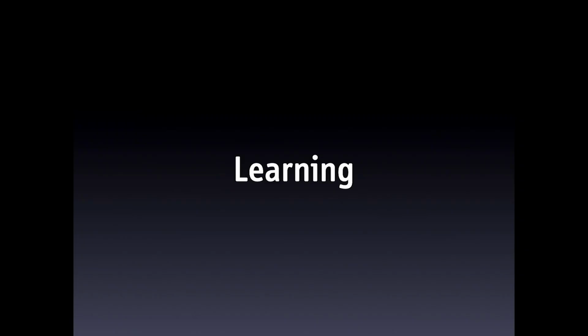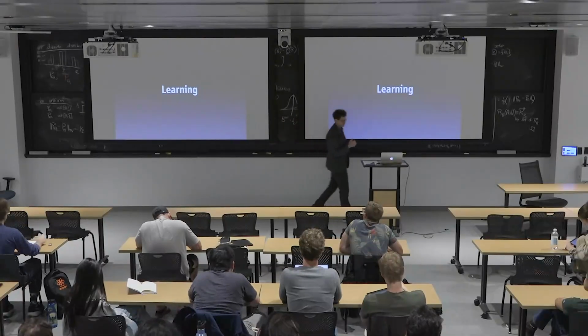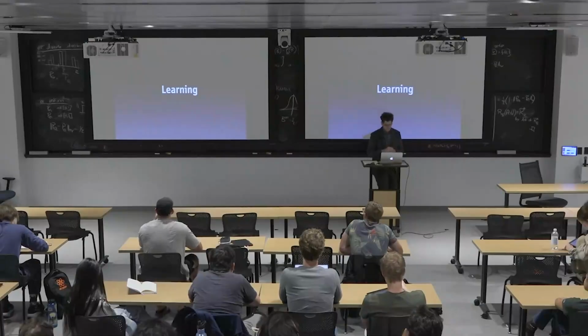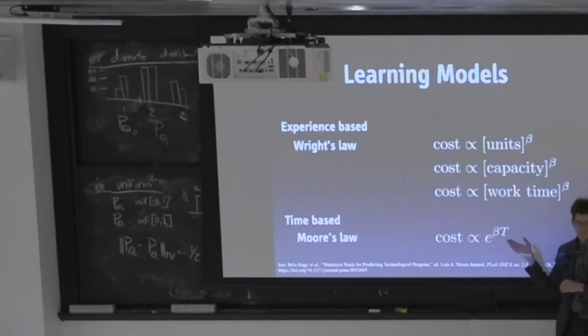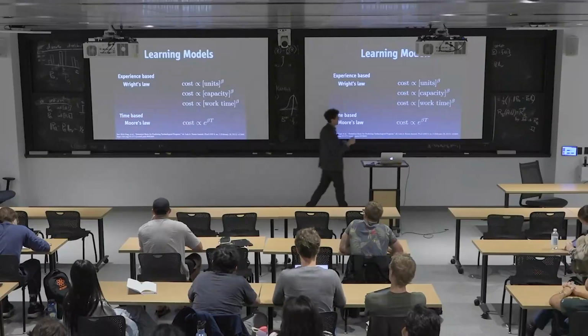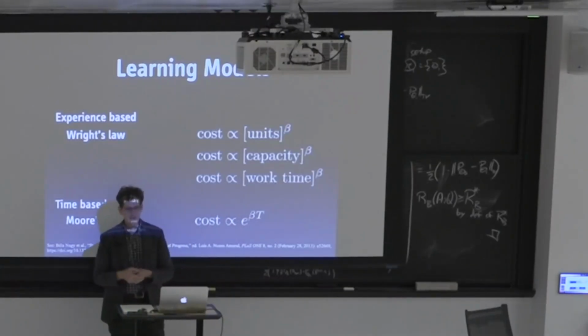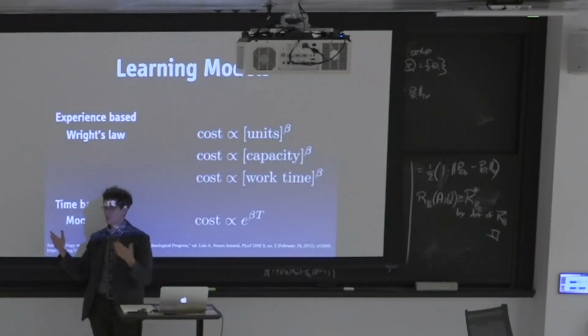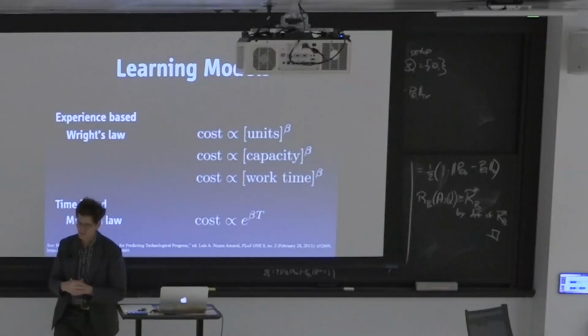So let's look at how we would do this rigorously, how we would look at the potential for bringing the cost down through learning. So there are various ideas for how learning occurs when you build things. Probably all of you have heard of Moore's Law. Moore's Law basically says that the cost comes down as a function of time. Or you could say that the number of transistors per unit cost goes up or something like that, right?